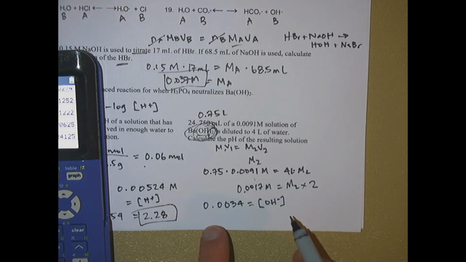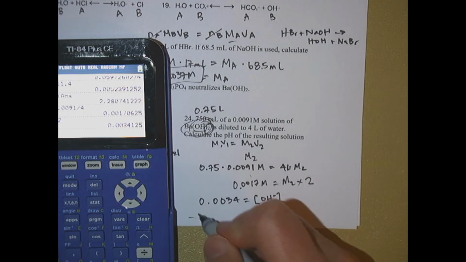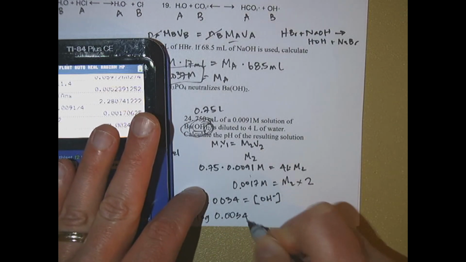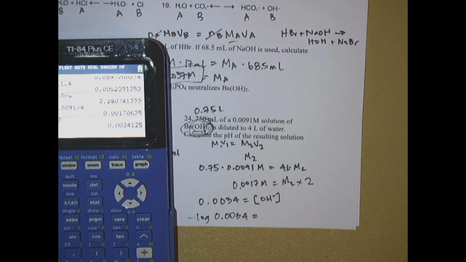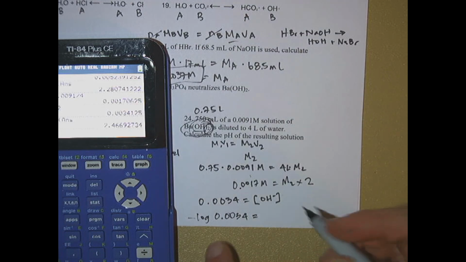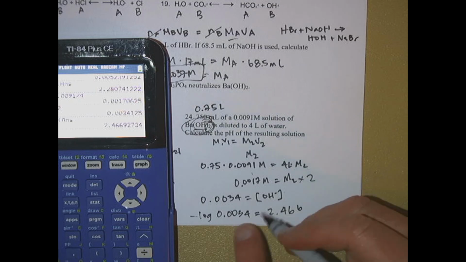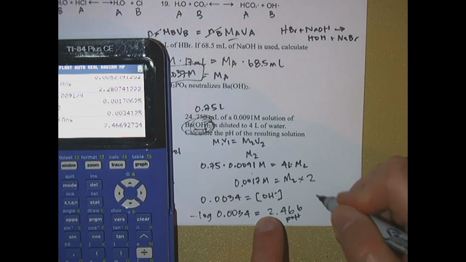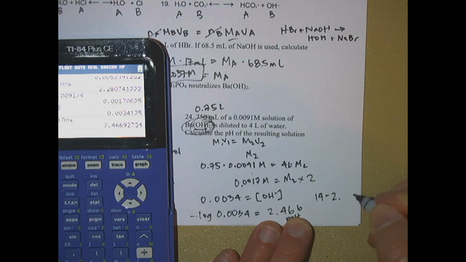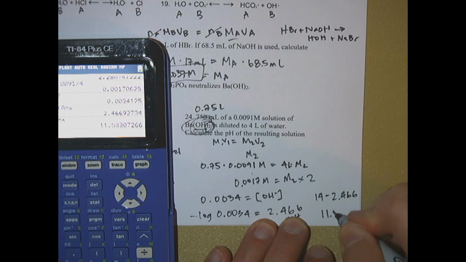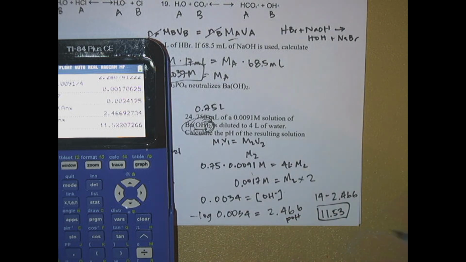And then finally, you want to get this OH minus to be pH. There's more than one way to do it. The easiest way is to take the negative log of this first, so negative log of 0.0034. This will get you the pOH. So that would be 2.466. And then since this is pOH and you want pH, you just use 14 minus that. And that would get you your pH. So the right answer is 11.53 for the pH.